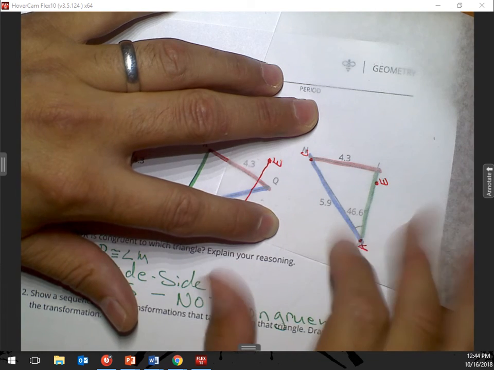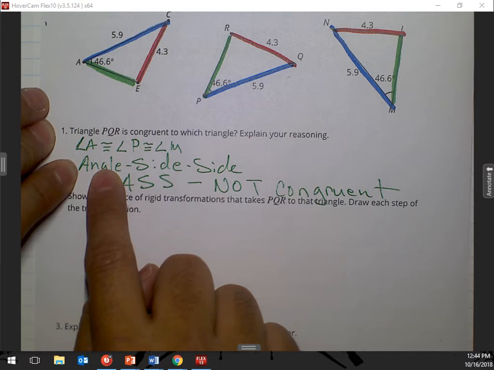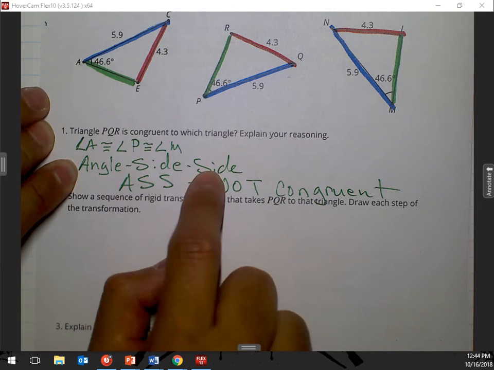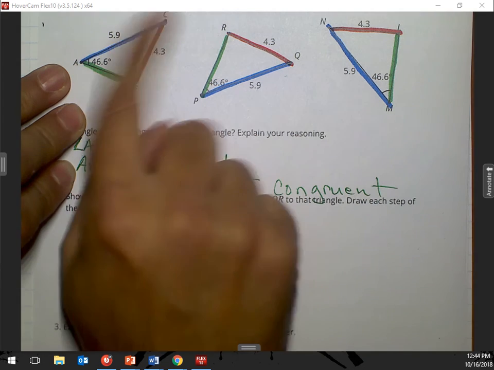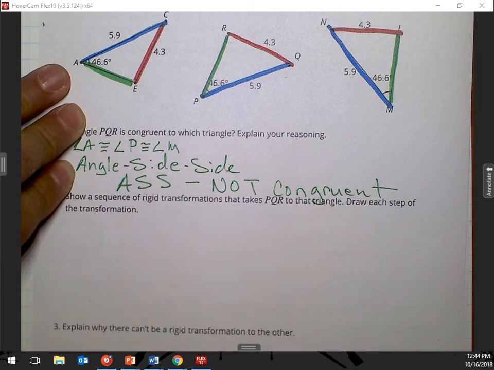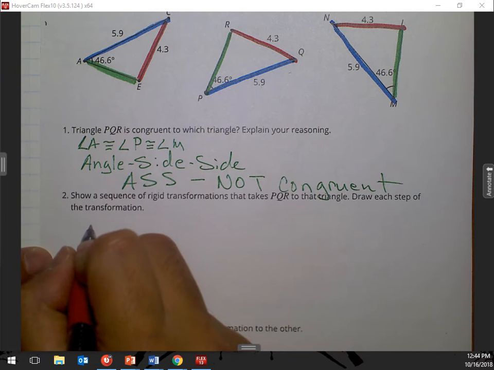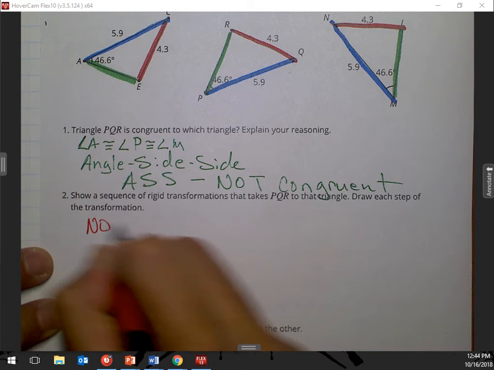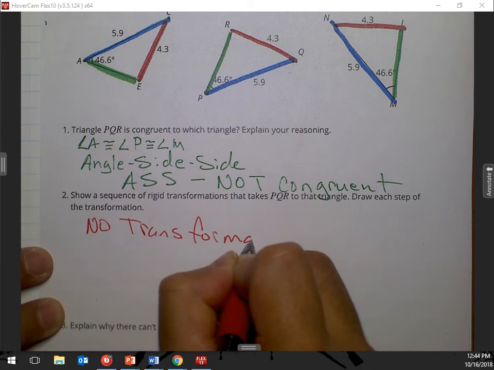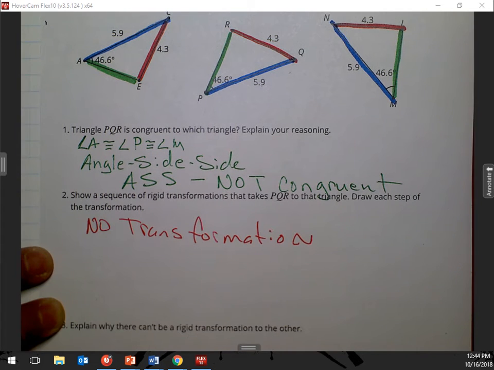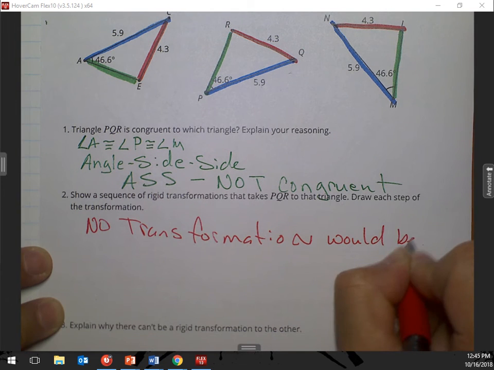Because it does not line up like that, whenever we get something like this, when the only information I have is that it's angle side side, you have an angle and you have two sides next to it but not on other sides of it, it's going to be an angle side side. So this one right here would be none, so no transformation would be rigid.